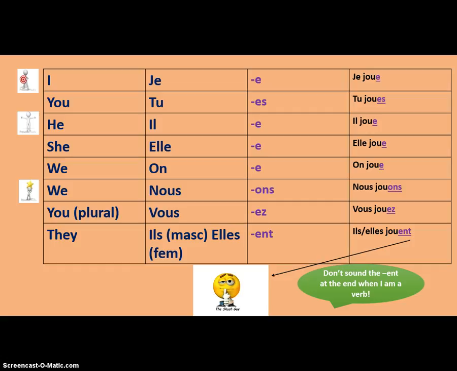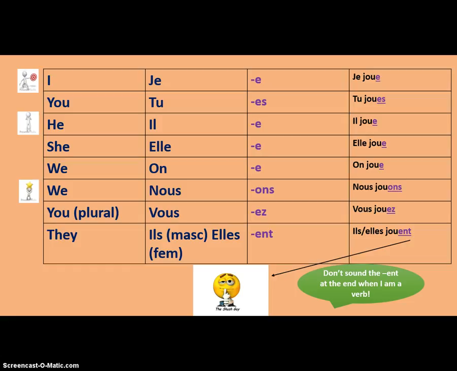This is how you pronounce them. You're going to see that the last one, although it's spelled like the on sound, we're not going to sound it. It's a bit of an exception. You've got to shush the ent at the end when the word is a verb. So, let's pronounce them. Je joue, tu joues, il joue, elle joue, on joue, nous jouons, vous jouez, ils, elles jouent. So it's important because they're not quite pronounced the same as when you write them down.